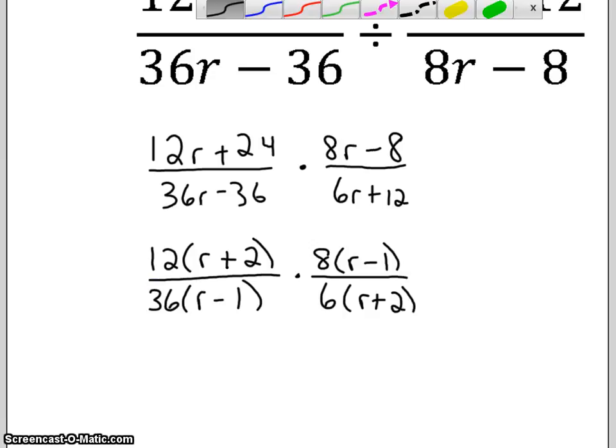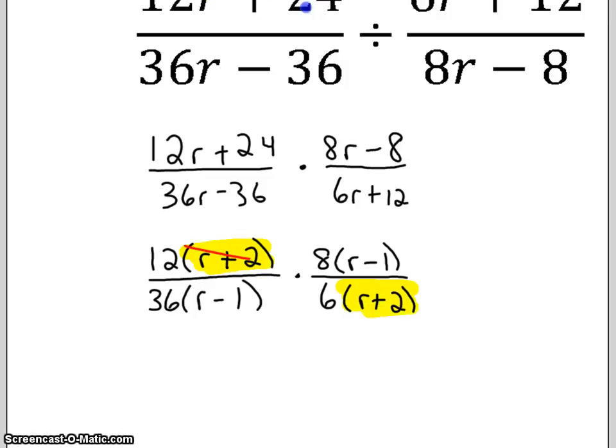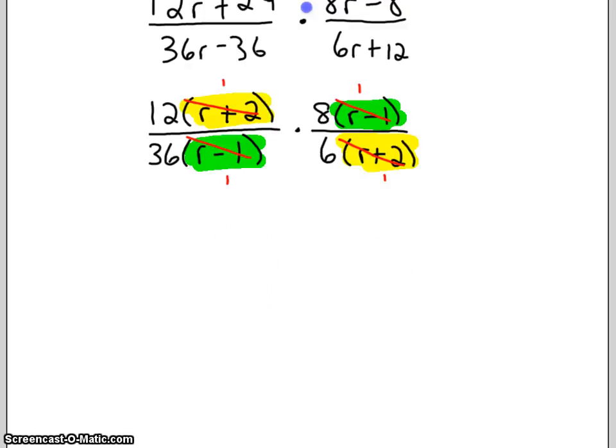Okay, now here's an r plus 2 in the numerator, and here's an r plus 2 in the denominator. Those can be canceled, and usually you put a 1 right above or below them. We also have an r minus 1 and an r minus 1 as common factors. So that entire expression is a common factor, and they can be canceled as well. And now we just have numbers.